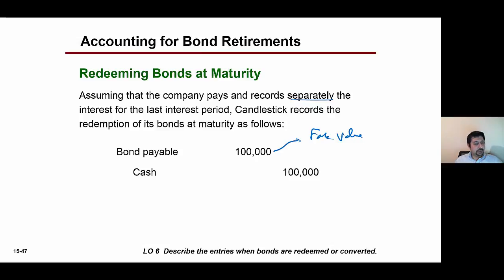This is different from notes payable that we studied before, or notes receivable, when the company would have to pay the full amount plus interest. That was for short-term notes payable and notes receivable. When we are dealing with bonds, interest is being paid semi-annually. So when the company redeems bonds at maturity, the company will be paying the face value and will be recording the payment of the face value, or redeeming the bond, separately from the payment of the interest.